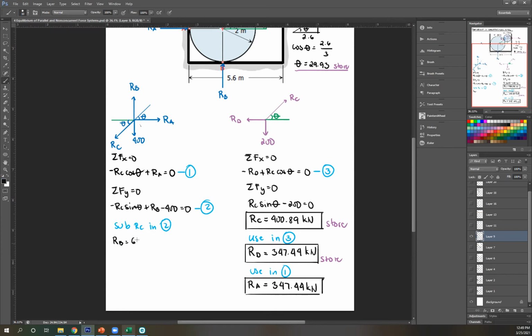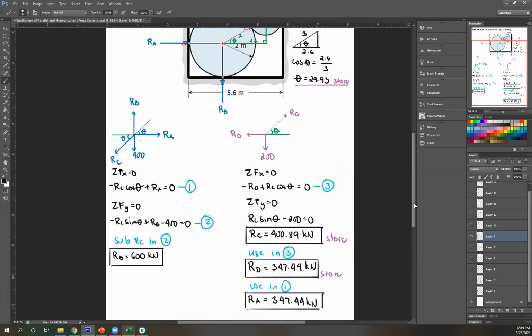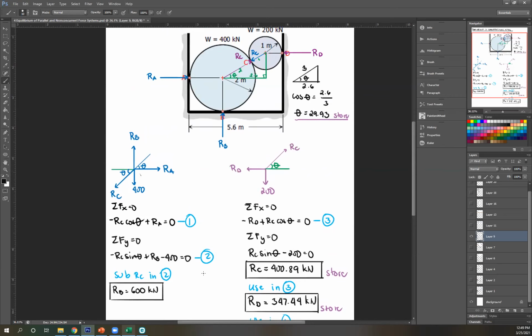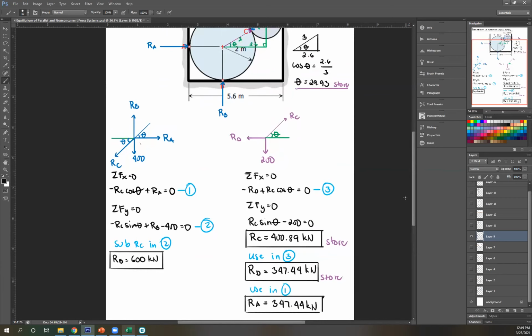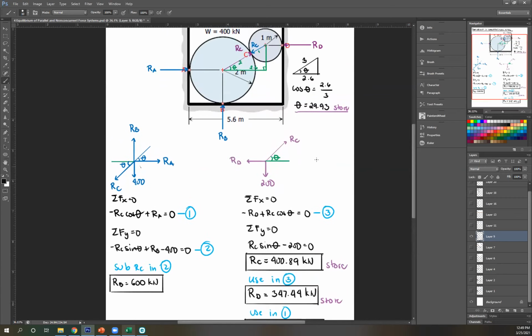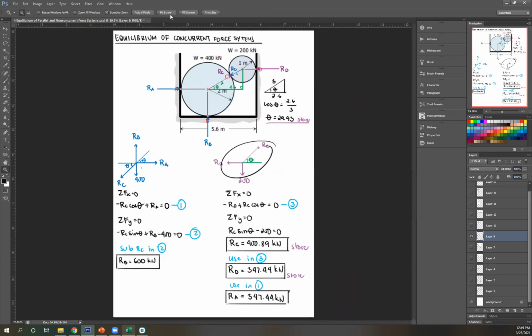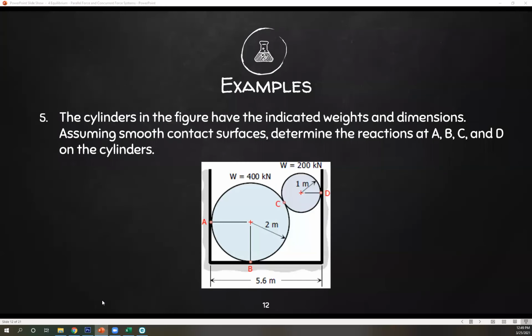Okay, 600 if you use the store function. And all of my answers are positive, therefore all of my assumptions for direction are correct. So this is what happens if you don't start with the free body diagram with the least amount of unknowns. As you can see, you keep going back to your previous equations just to solve for it. You can do it that way, it's just longer. So I'm just showing you what happens if you don't choose the FBD with the least amount of unknowns. Okay? Good. So that is number 5.